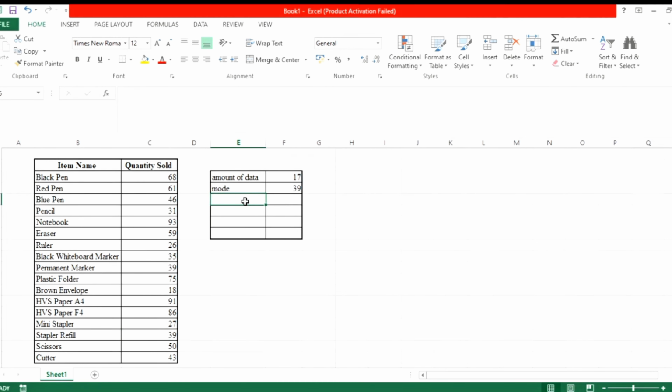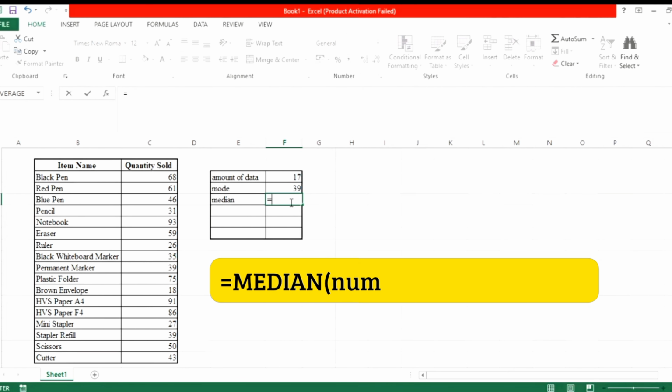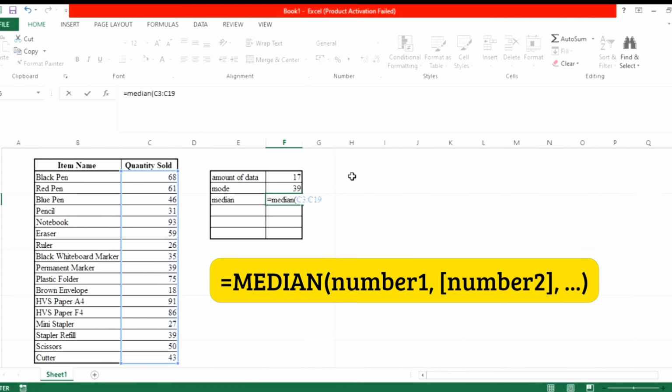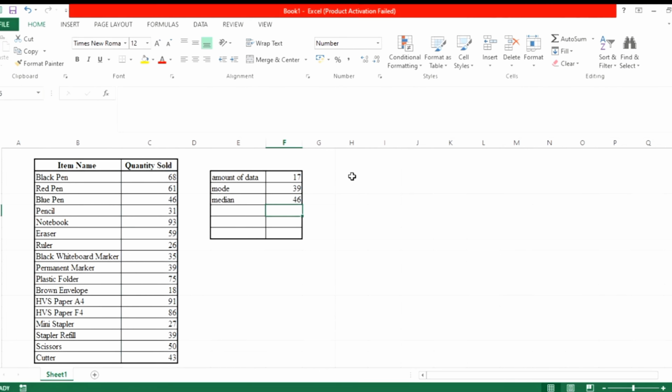Next, the third formula is to find the middle value, or in statistical language is also called the median. It's also simple. So the formula is equal MEDIAN, open the parentheses, we block again, close the parentheses, and enter. The median is like looking for the middle value after being sorted from the smallest to the largest. It turns out that the median is 46 like that.